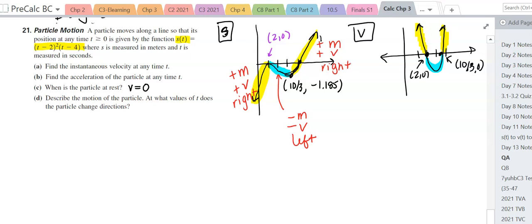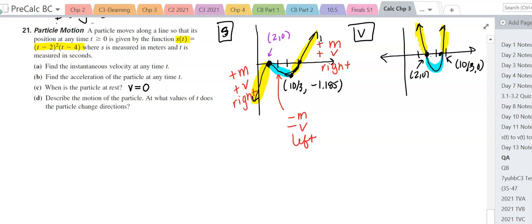Okay, so once again, I want you to notice your mins and your maxes. Look, I had a max at 2, 0, I had a min at 10/3. So a max at 2 and a min at 10/3, and look, those maxes and mins are represented in the x-intercepts of the graph of the derivative.